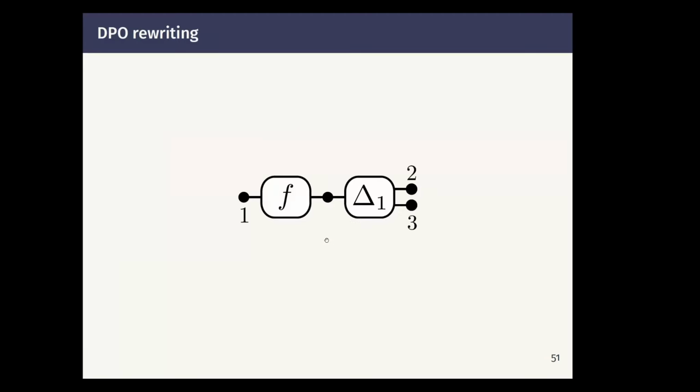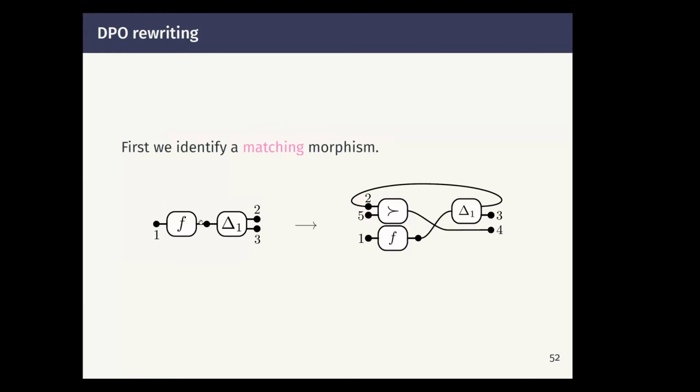So say we have this left-hand side of our rule. Now we want to identify a matching of this. We want to see where this occurs in some big graph. And how do we do this? Well, we just do this with a morphism between hypergraphs.